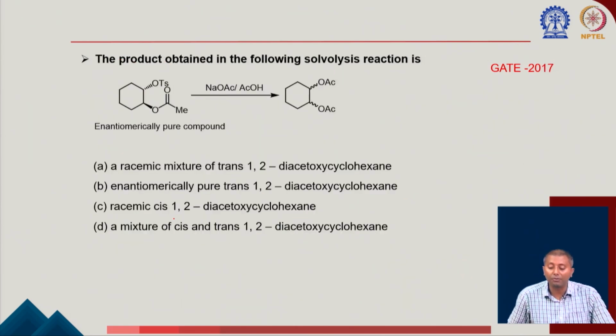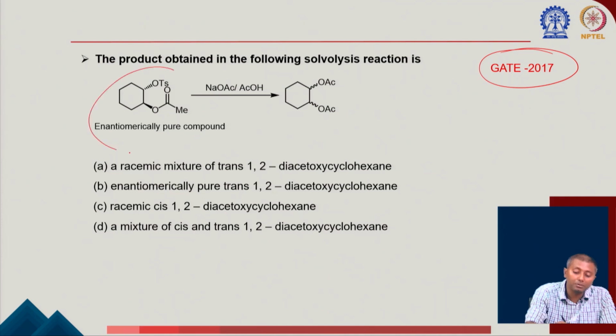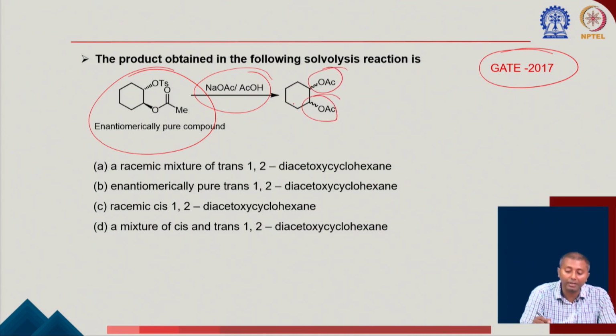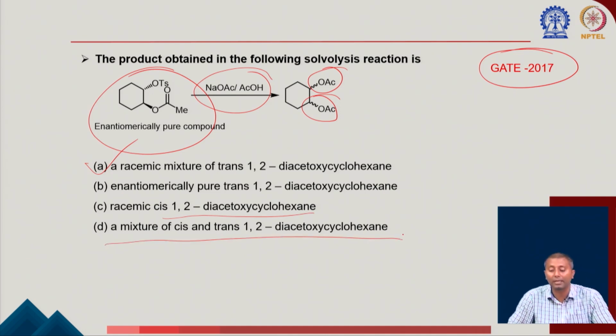The product obtained in the following solvolysis reaction again came in the GATE exam. So you started with the enantiomerically pure compound, and they are asking that if you treat with sodium acetate and acetic acid, you end up forming a 2-acetate group here. There are 4 options. One, they are saying a racemic mixture of trans-1,2-diacetoxycyclohexane, or enantiomerically pure trans, or the racemic cis, or a mixture of cis and trans. So what will be the correct answer here? So let's try to draw them first.